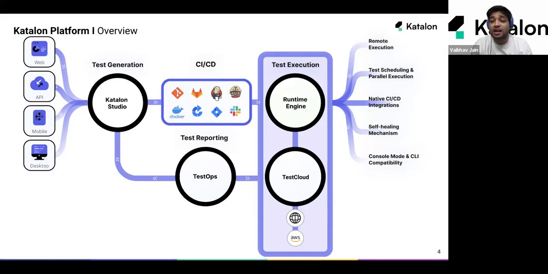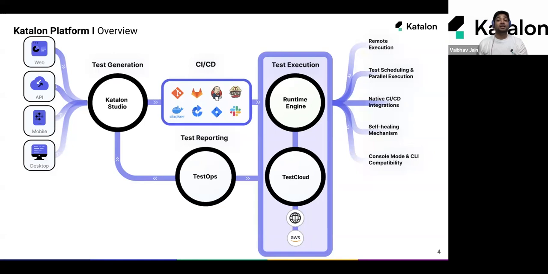Next, we have the next module, Katalon TestOps, which is our central repository. With the help of TestOps, you can create your requirements. You can map your scripts with the requirements. You can start your sprints. You can schedule your runs. You can manage your tests. You can do defect management also with the help of Jira integration.